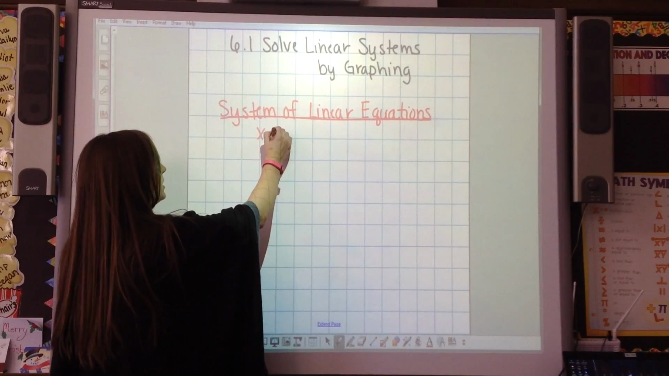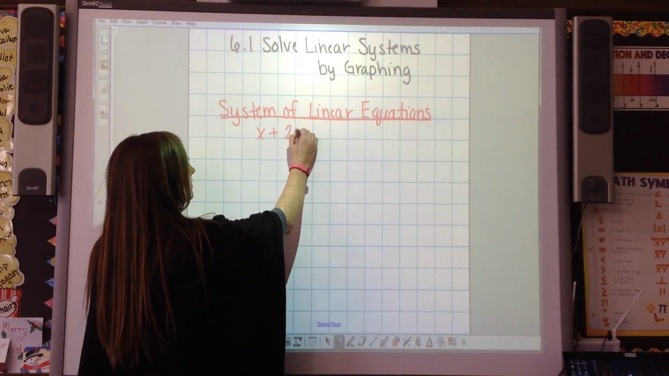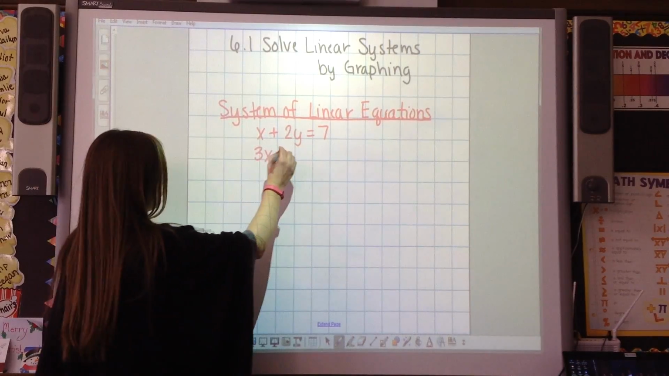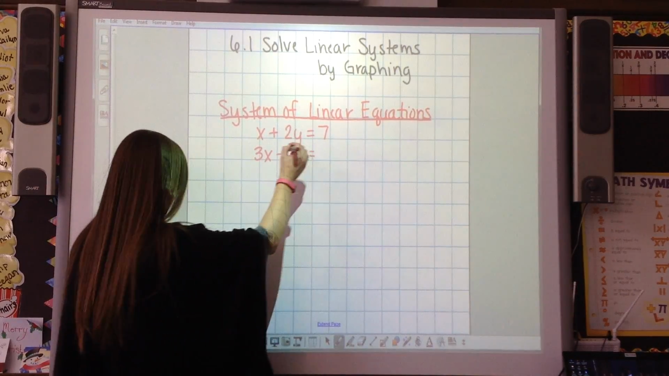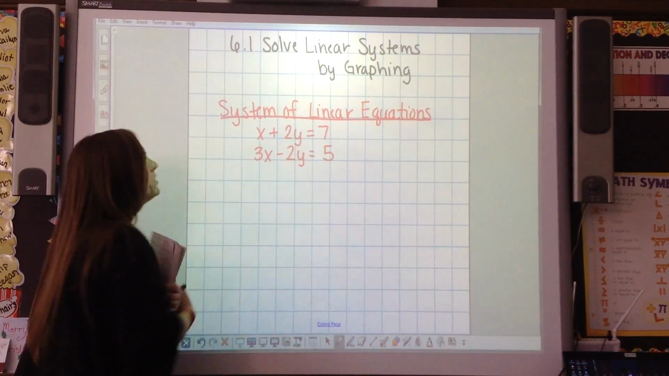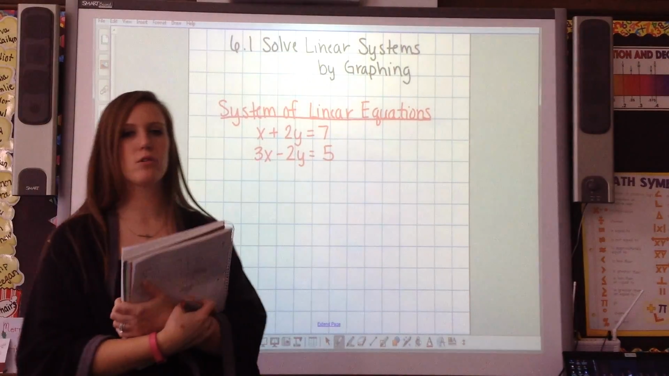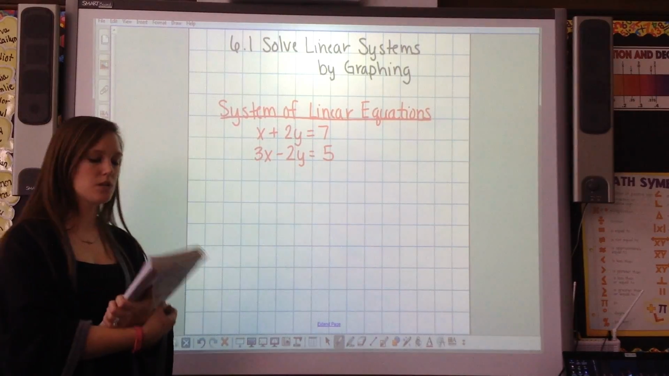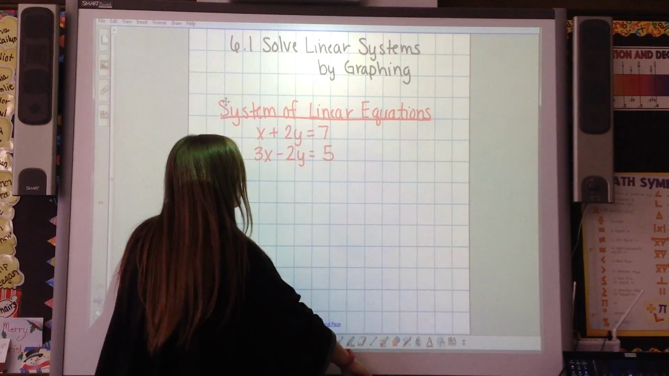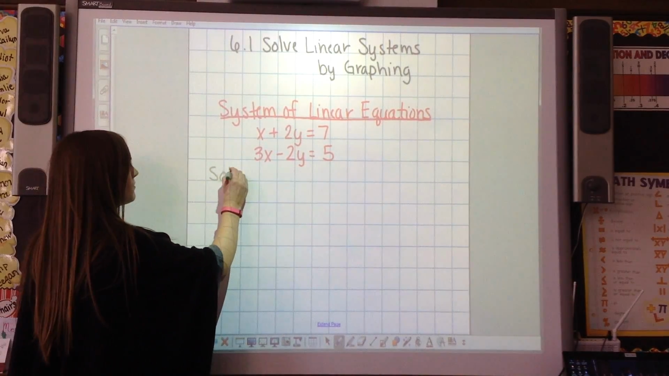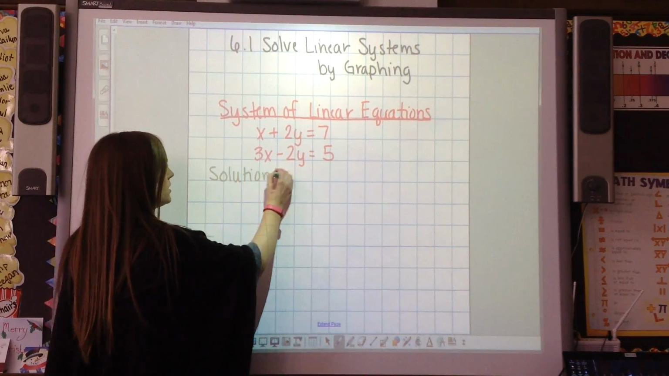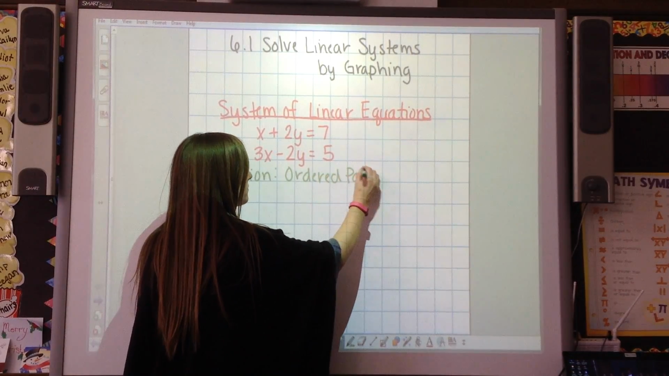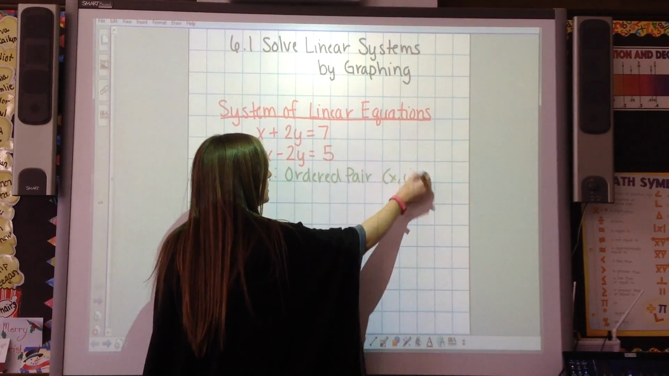Here's an example. x plus 2y equals 7, and 3x minus 2y equals 5. A system of linear equations is 2 or more equations with the same variables. So here we have 2 equations that have the same variables. To solve this, the solution is going to be an ordered pair. An x and a y.